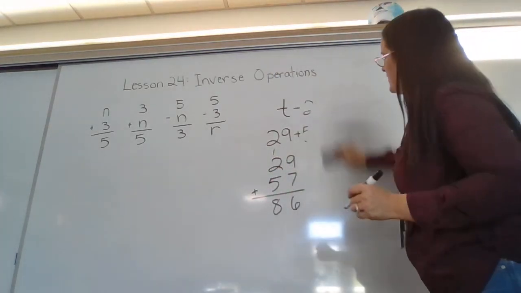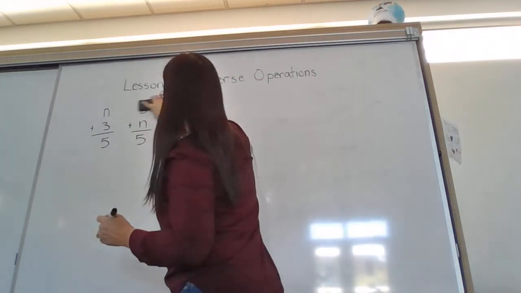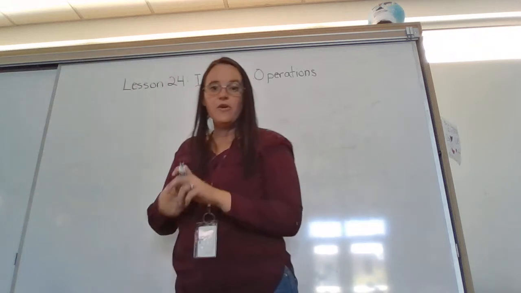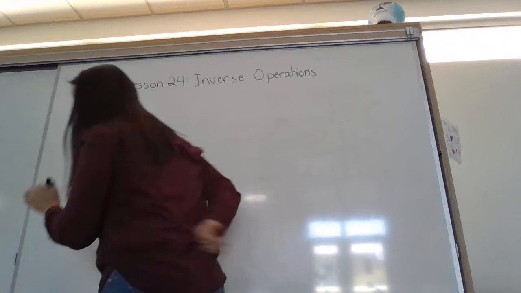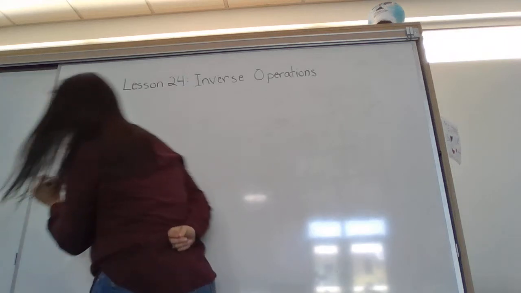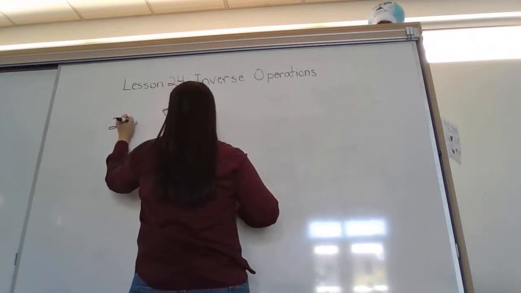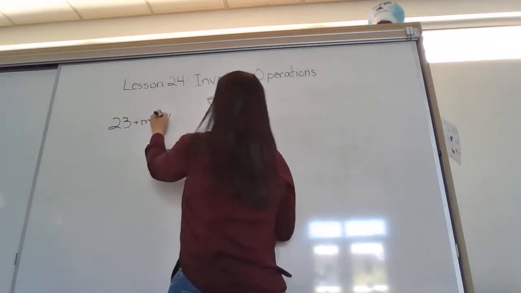All right, I'm going to give you guys a couple problems to practice. Once I get them all up on the board, you can hit pause and try them on your own, and then hit play when you're ready to go over the answers. So the first one, 23 plus M equals 42.